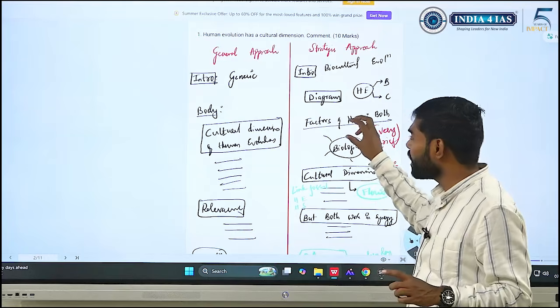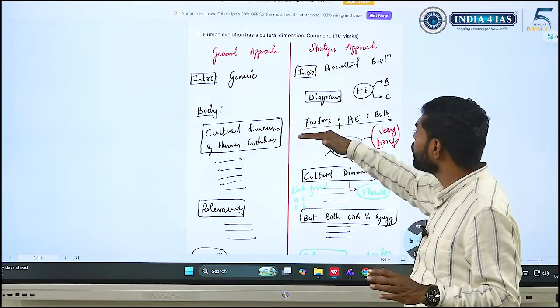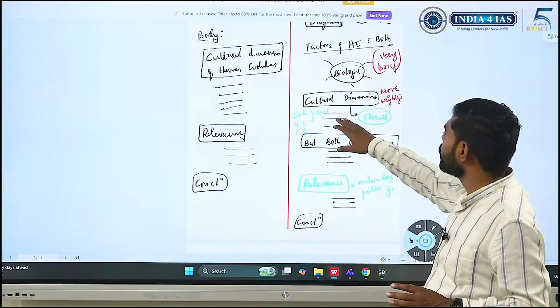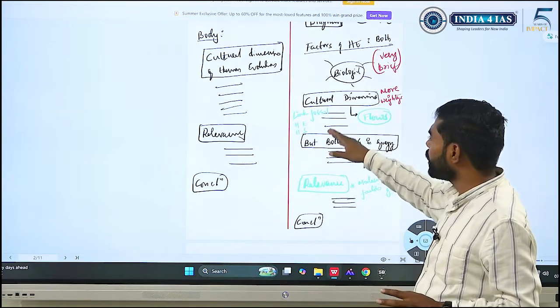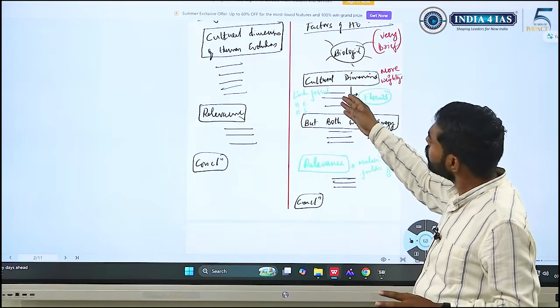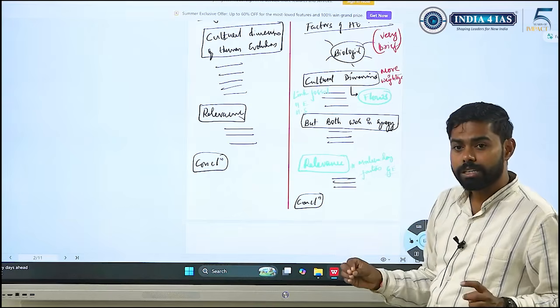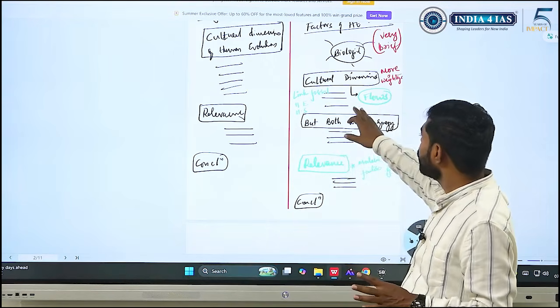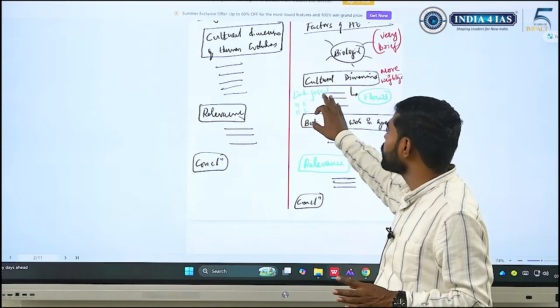We need to spend very little space and close it up within 30 to 35% of our first page. And the cultural dimensions, the main part. Here you need to write all the required points, and I'll show you how to interlink the concepts here. You can link the fossils here.